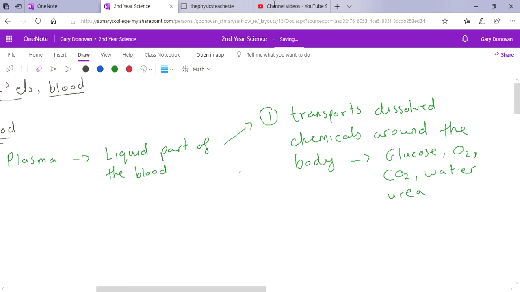The second function of the plasma is that it regulates our body temperature. It regulates or keeps our body temperature at the temperature it needs to be. So an example would be if we are too hot, our body sends extra blood to our skin, and this is why your face goes red. So if you're too hot, our body sends extra blood to your skin, or say to your face, and that's why your face tends to go red, and that allows more heat to pass out of our body as we cool down. So that's a really important one. The blood helps to regulate our body temperature as well.